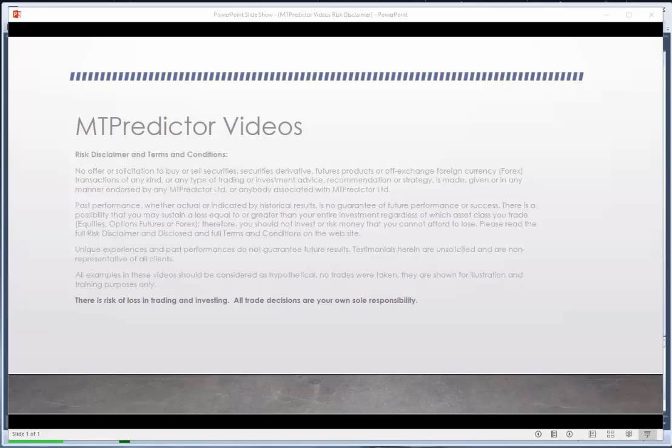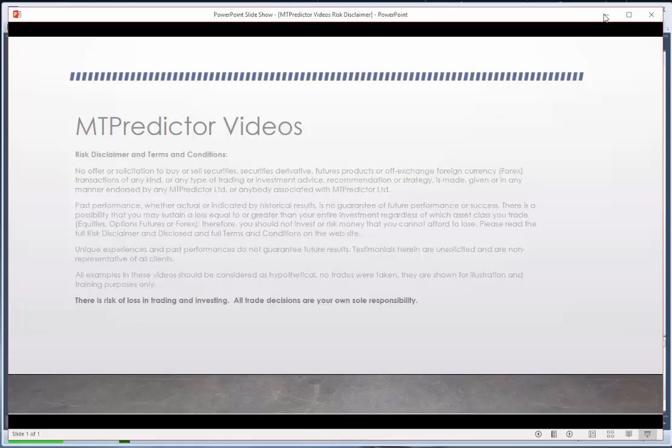But before we start looking at that, let's have a look at our risk disclaimer and just remind you all that all examples in these videos should be considered as hypothetical. No trades were actually taken. They're just shown for illustration and training purposes only. Remind you all there's a risk of loss in trading and investing. All professional traders know and understand that losses can and will and do happen. I'll repeat that because it's very important to understand. Losses can and will and do happen. The trick is keeping the losses small.